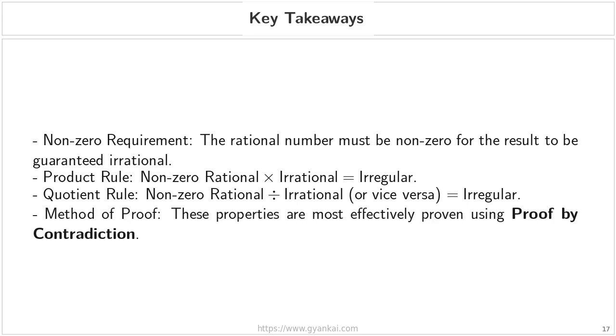Finally, I want to highlight the logical tool we used throughout this session. To prove these properties, the most effective and mathematically sound method is the proof by contradiction. We started by assuming the opposite of what we wanted to prove, and then showed that this assumption leads to a logical impossibility. All right, we have covered a lot of ground today, so let's take a moment to summarize the key takeaways from this lesson. Keep these points in mind as we move into our next topic, where we will look at some common pitfalls and mistakes to avoid when working with these types of numbers.